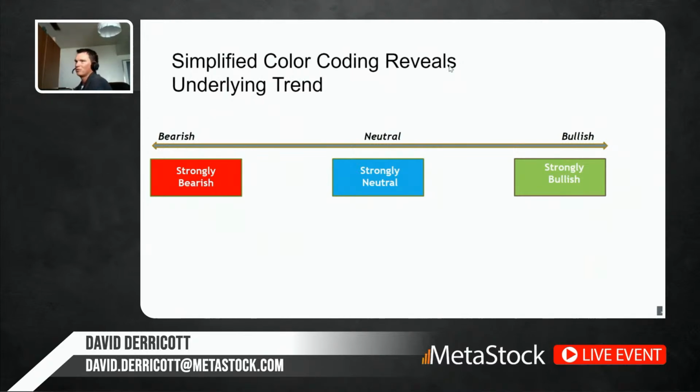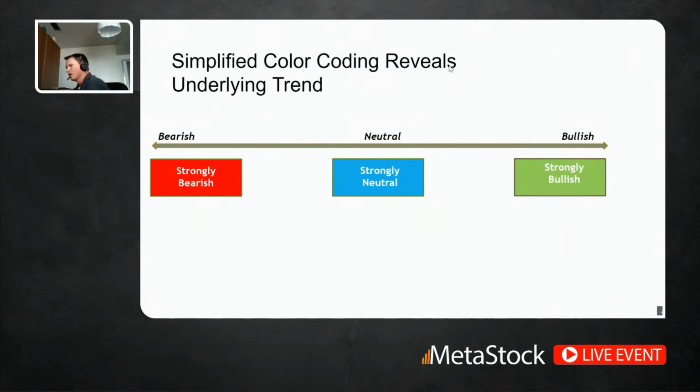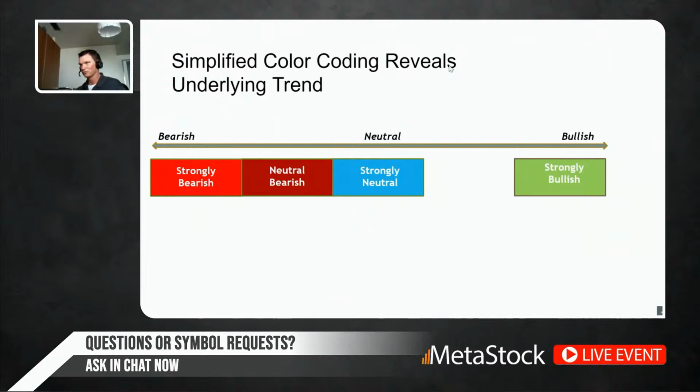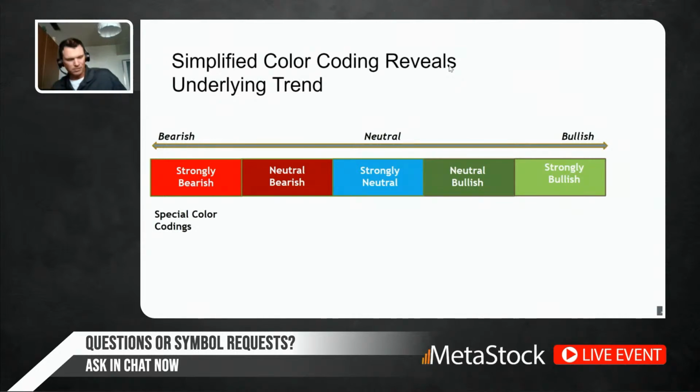What's really nice with this one is when a stock, or whatever you're looking at, be it Forex or an option or a future, is strongly bullish or strongly bearish, it's very similar to the under and overvalued. But what's really nice is when a stock switches from neutral or strongly neutral to a neutral bearish or a neutral bullish, then that's a good indication to either put in a buy or a sell. So you have different colors that identify different types of trends in the market.